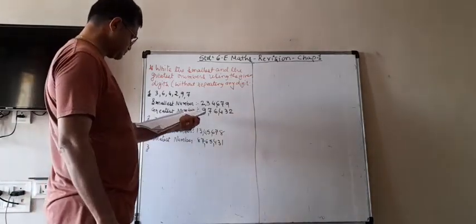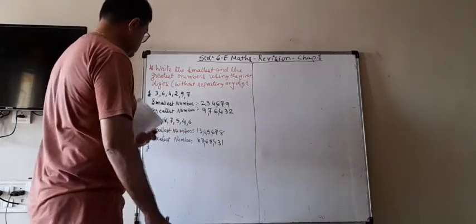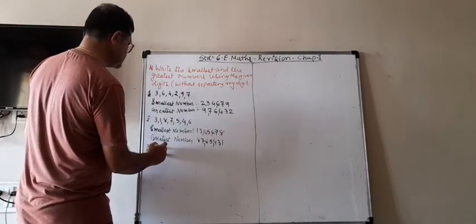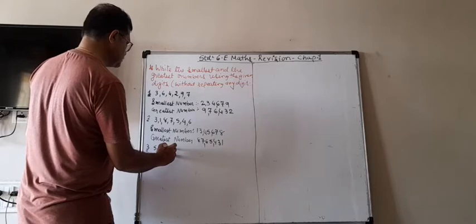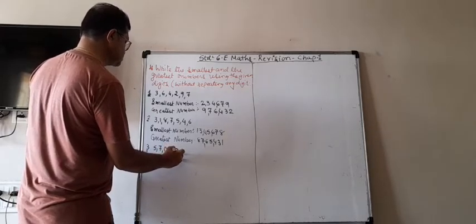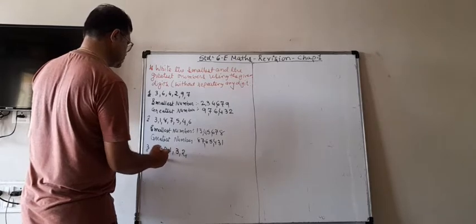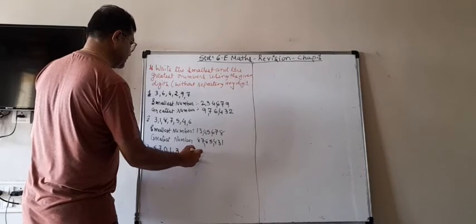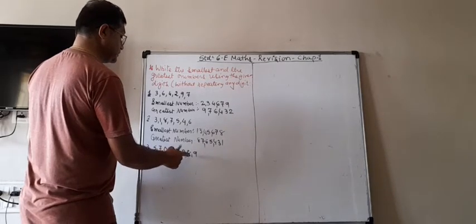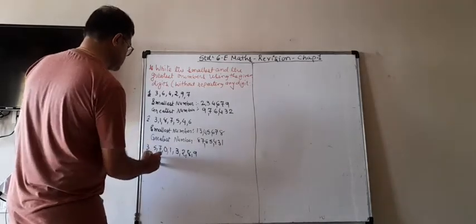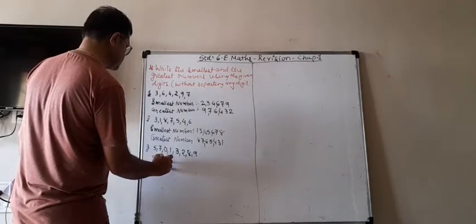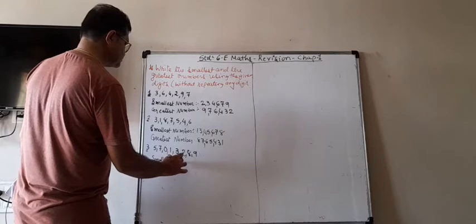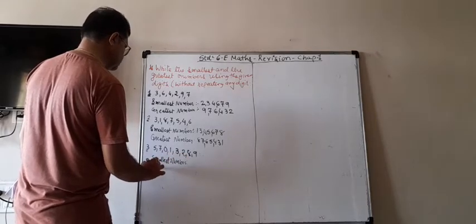Take the third set, in which the numbers are 5, 7, 0, 1, 3, 2, 8 and 9. There are 8 digits. So now the smallest and the largest number, or the greatest number.